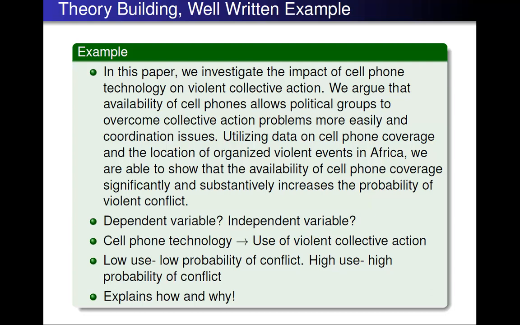Why does the independent variable influence the dependent variable that way? Cell phones allow groups to overcome collective action problems and coordination issues when they are organizing collective violence. As you can see, this is a very well written model. After reading it, you can identify the dependent and independent variables. You can also explain how the independent variable influences the dependent variable and why. Please note that while this is a very well-written theory, most well-written theories tend to be pages long. When you write a theory, you should explain in great detail how and why your independent variable should influence your dependent variable.